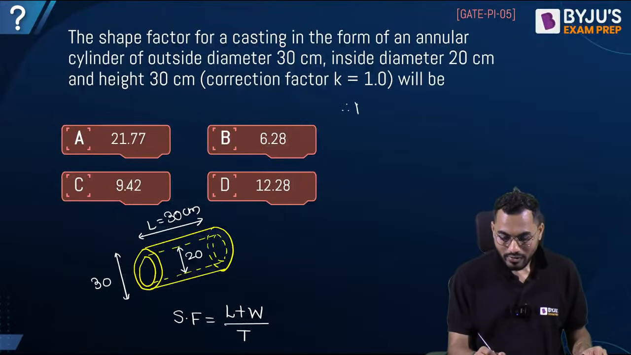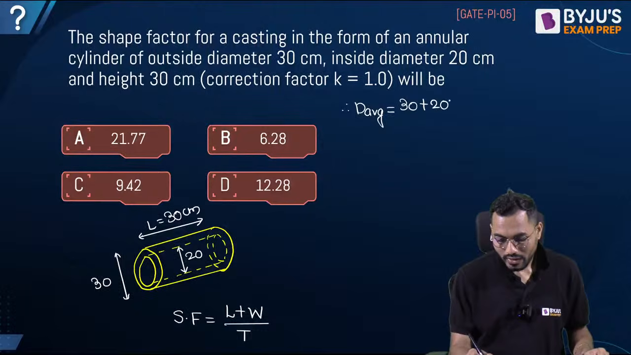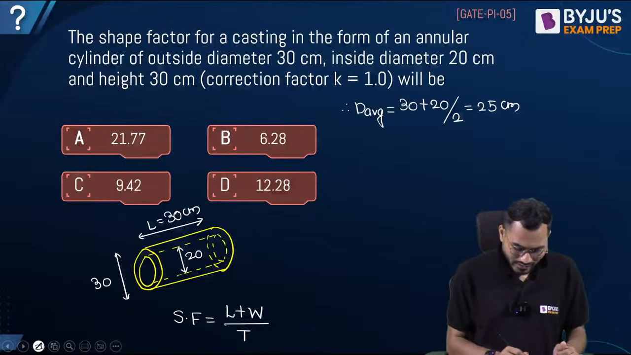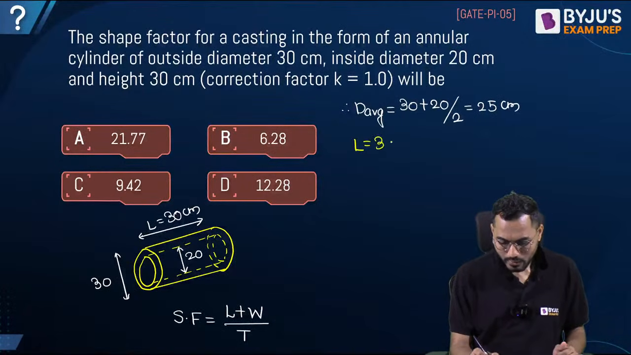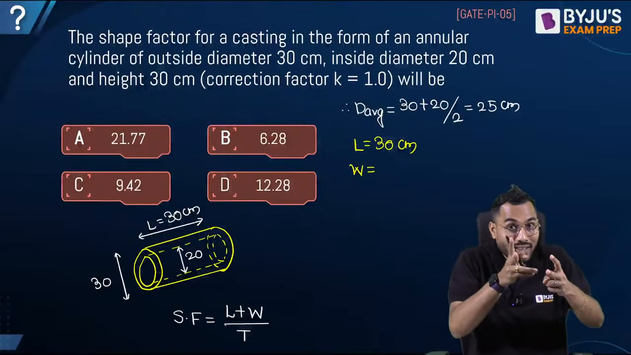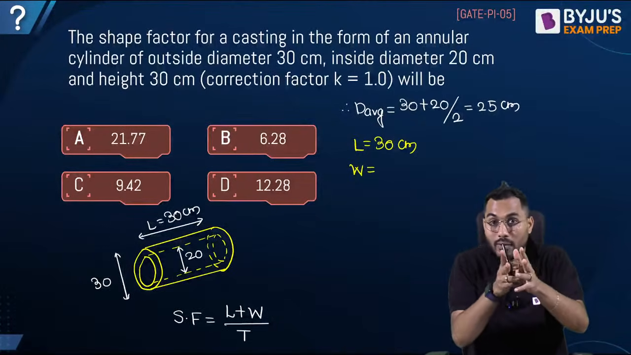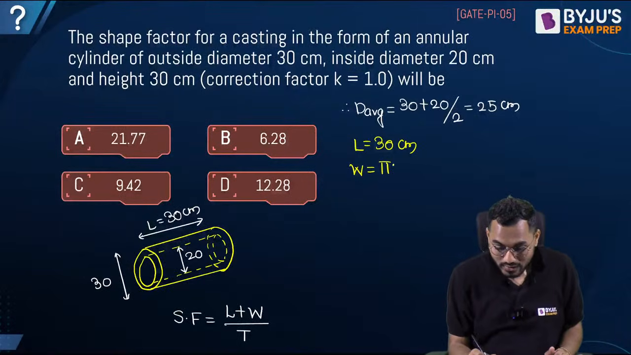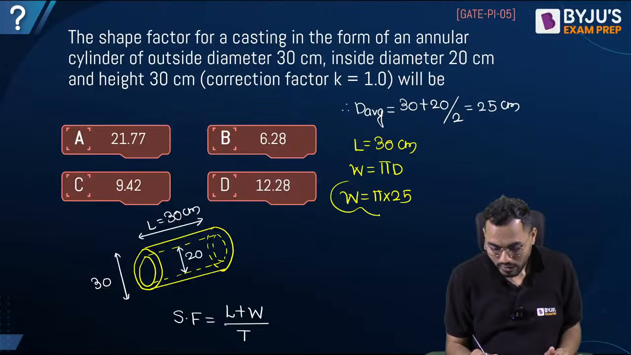So what is the average diameter? Average diameter is exactly equal to 30 plus 20 divided by 2, that is 25 centimeters. What is the length? Length is equal to height, that is 30 centimeters, no problem. Now what is the width? Width is exactly equal to pi d, the circumference. When we cut that hollow casting, like a pipe, it will be like a rectangle. So width is pi d, where d is the average diameter, so pi into 25.